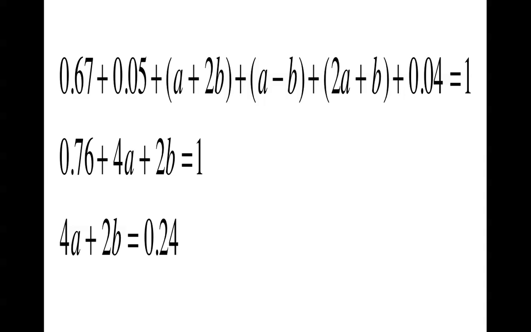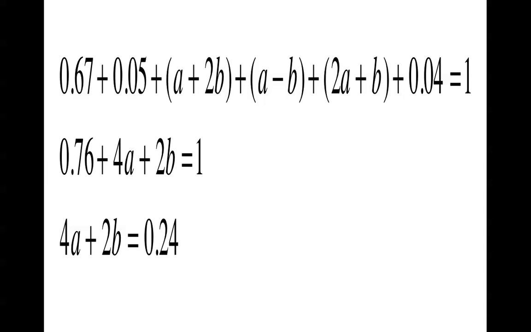If you open the brackets and you simplify, you end up with 0.76 plus 4a plus 2b equals 1. And eventually, if you move over 0.76, you get 4a plus 2b equals 0.24. Thus solving this question. Next, B II. Given that E(Y) equals 1, find a and b.